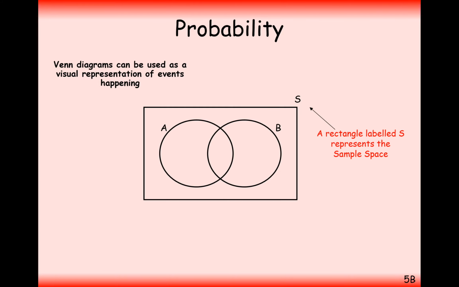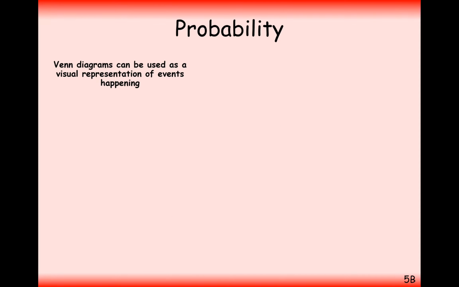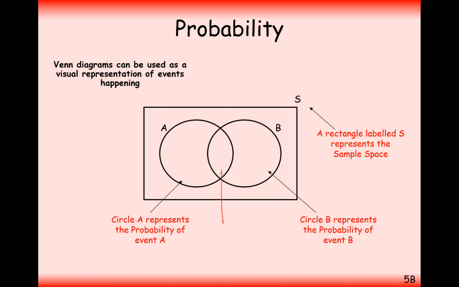So this S here represents everyone in the sample space. B here is representing everyone who has a probability of event B. A here represents probability of event A, and the overlap here, more importantly, is those people who represent event A and B happening together.